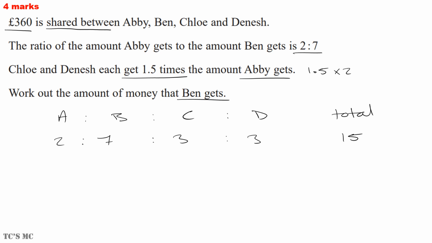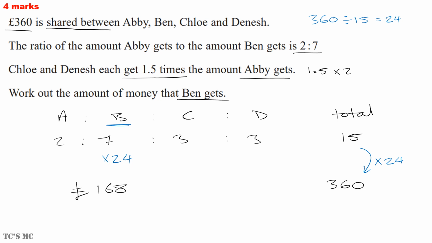We are sharing out a total of £360. So we need to work out 15 multiplied by what is 360. We can do that on the side, we can do that on our calculators. 360 divided by 15 is equal to 24. Therefore, 15 multiplied by 24 is 360. By writing multiply by 24 under the 7 or under Ben, we get a 3rd mark. Then, for saying that it's 168, we get our final 4th mark.